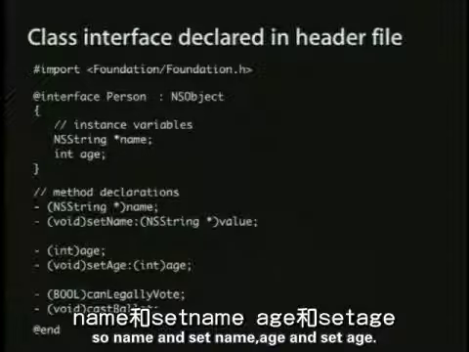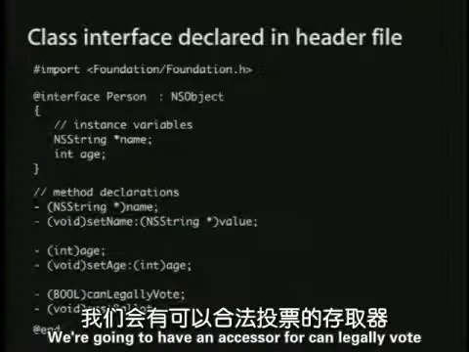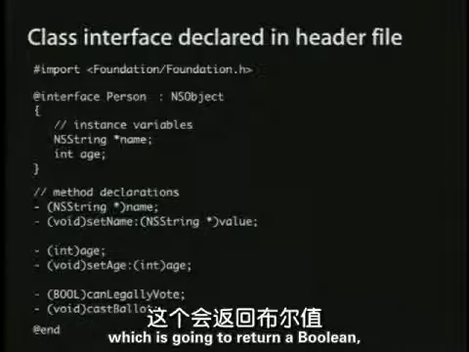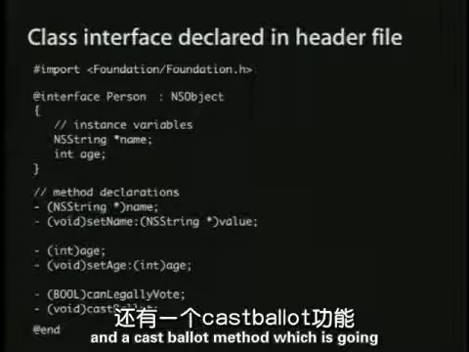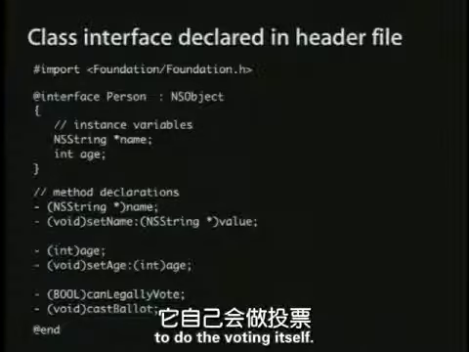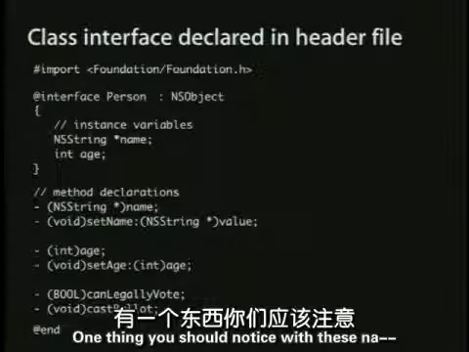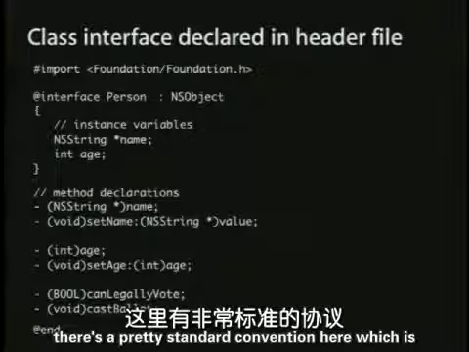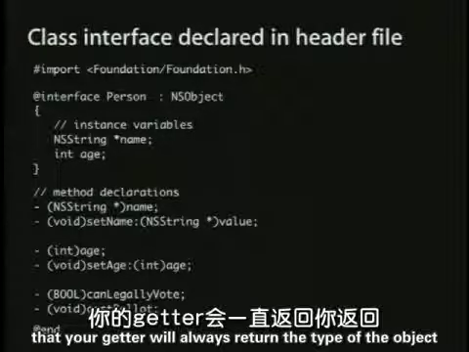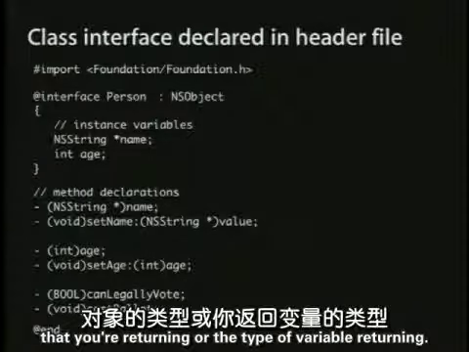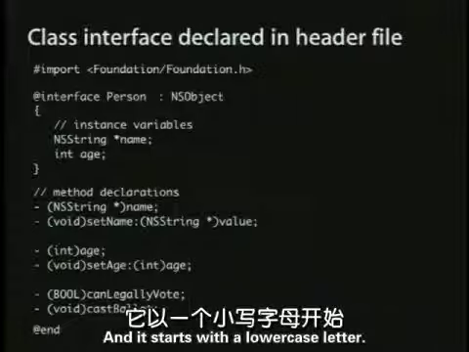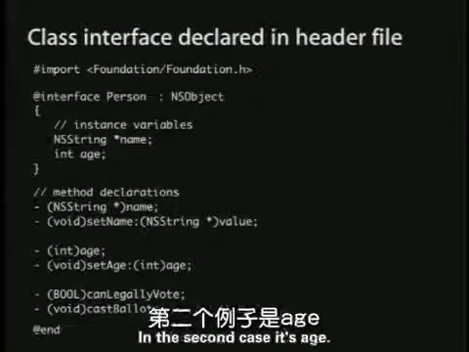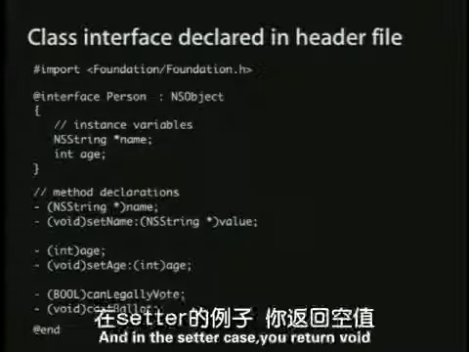We're going to use curly braces to specify the ivars. Here are the two ivars we're going to have: an NSString, which is the name, and an integer, which is the age. Below that, but within the @end scope, we're going to have our method declarations. In this case, we're going to have accessors for name and age, so name and setName, age and setAge. We're going to have an accessor for canLegallyVote, which is going to return a Boolean, and a castBallot method, which is going to do the voting itself.